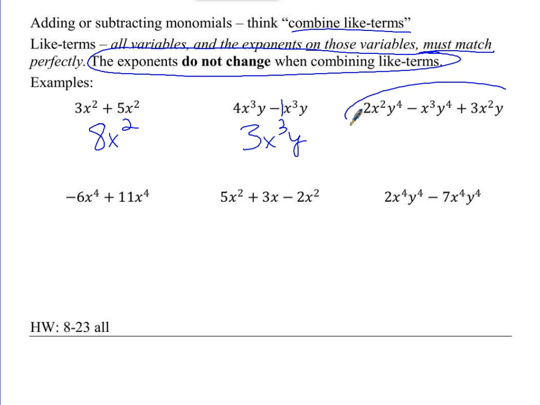That stays put. That is already in simplest form. You can't do anything with it. Okay? If there was a 4 on that y, could I combine like terms? If that was y to the 4th, then yes, I could. But it's not, so I just got to let it be. All right, let's see if you can do those bottom 3 here, and then we'll talk about them.